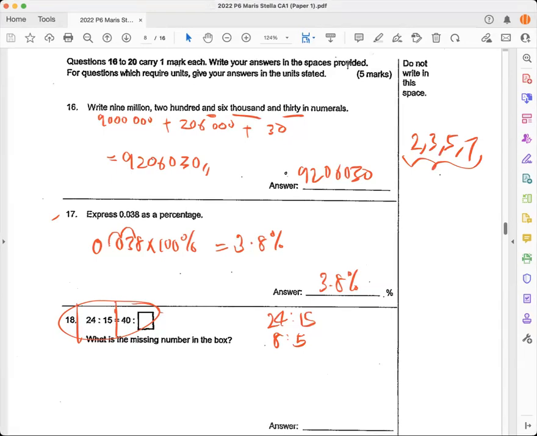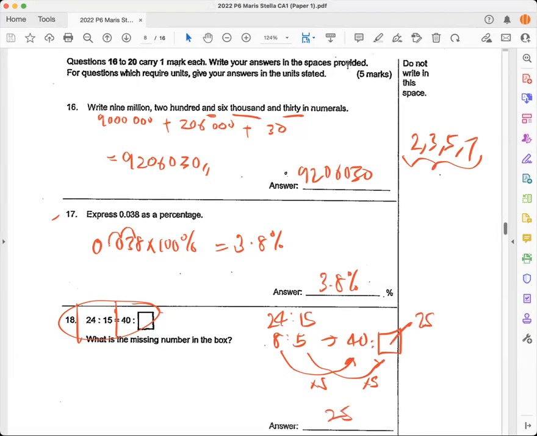All right. So 8:5, and then you compare that to 40:?. So 8 times 5 is 40, so 5 times 5, this will be 25. And that's the answer.